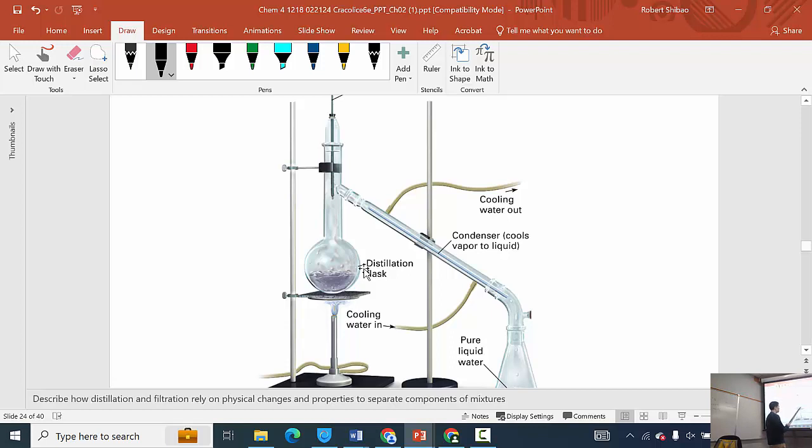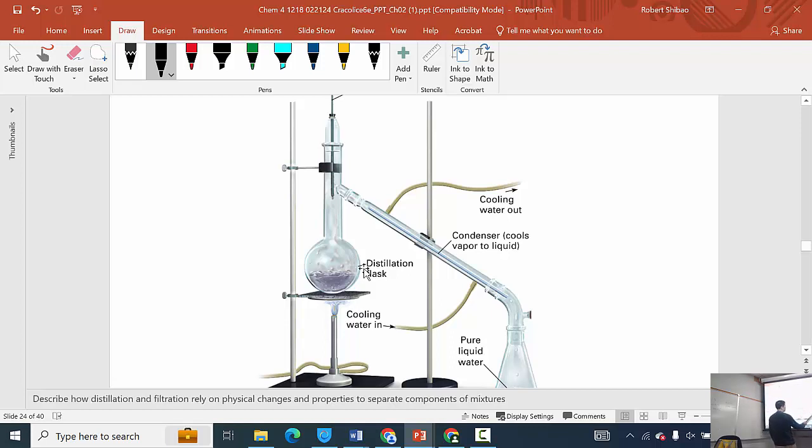So here we might have a mixture. This could be like salt water. And we want to separate out pure water from this. And it turns out the boiling point of salt is very high. And so what we can do here is we can heat this up and boil the water. When the water boils, it gets converted into steam. And the steam goes through this.